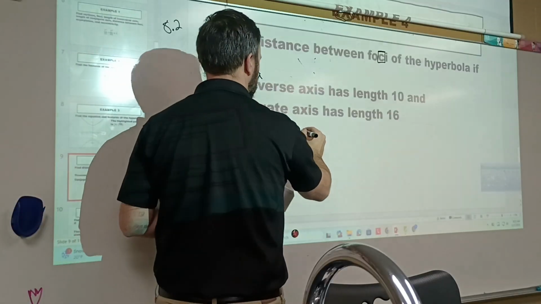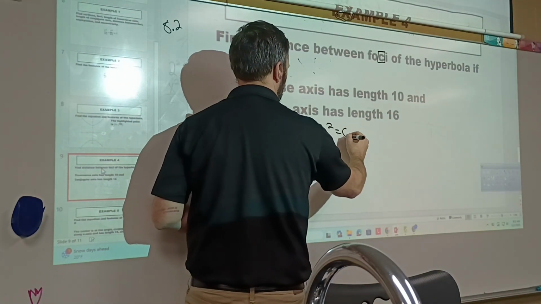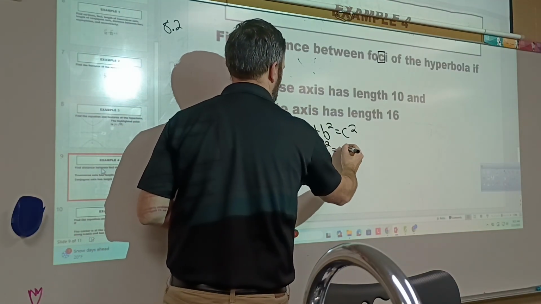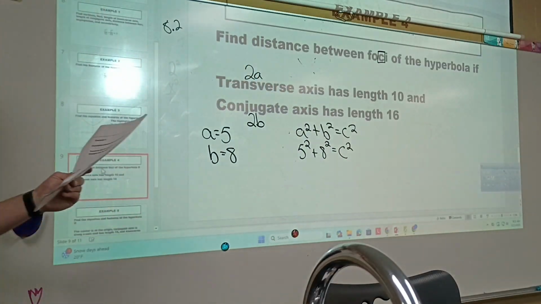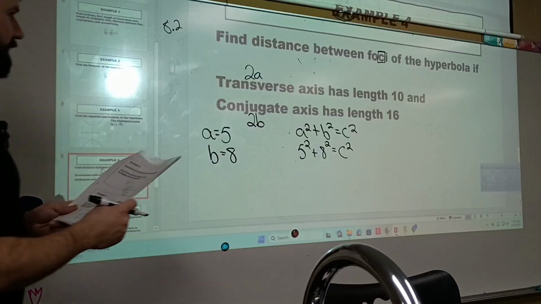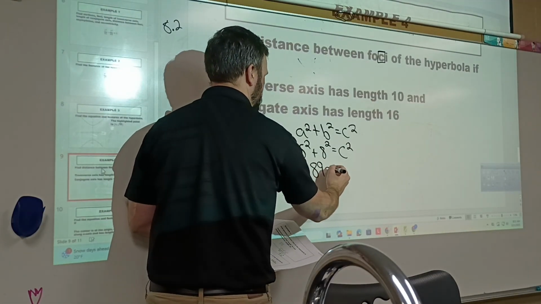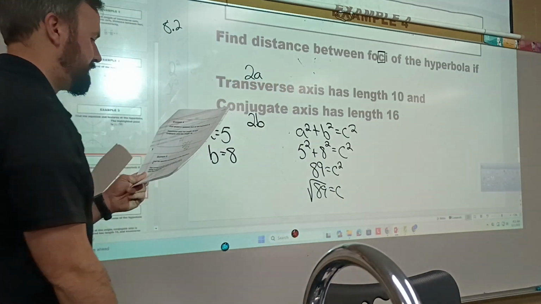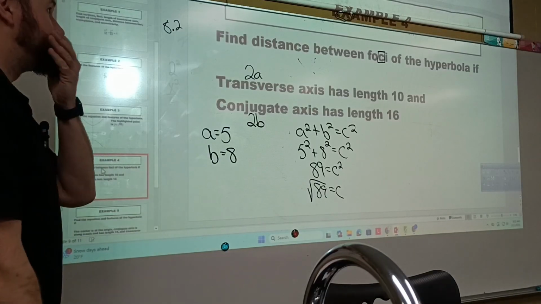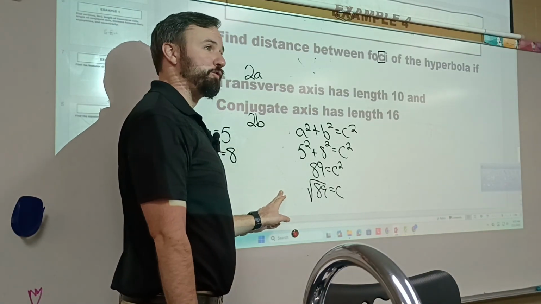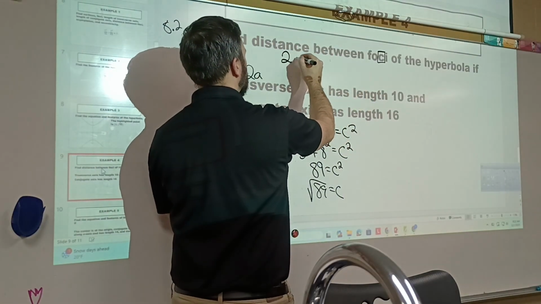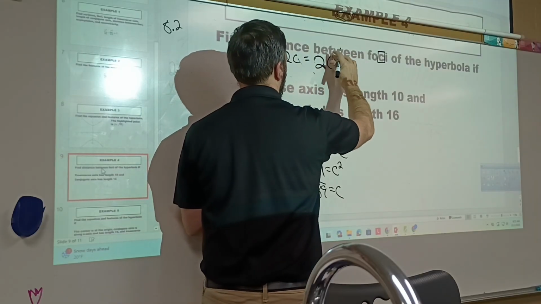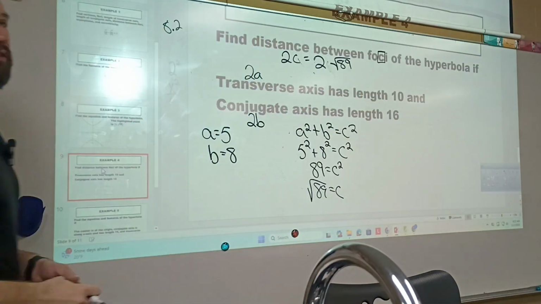So for hyperbolas, it's a squared plus b squared equals c squared. All right, it's go time. 5 squared plus 8 squared equals c squared. So I got 89 is c squared, so square root of 89 is c. Now that gives me the foci. How do I find the distance between foci? That's 2c, so that's 2 times square root of 89. That's it. Once you find c, you multiply it by 2.